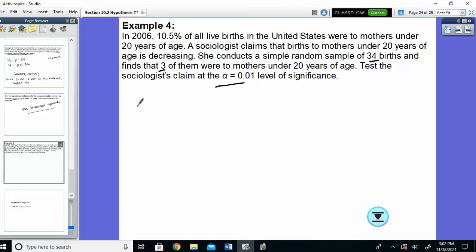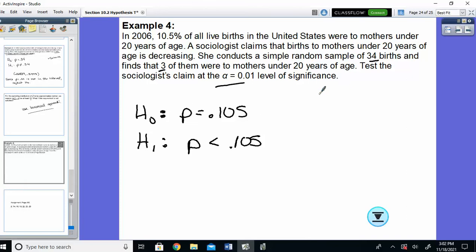So what is my null hypothesis? P equals 0.105. Okay. What is the alternative hypothesis? P is less than 0.105. Right, because she said it's decreasing.